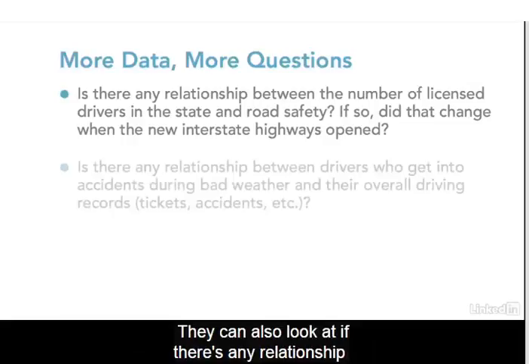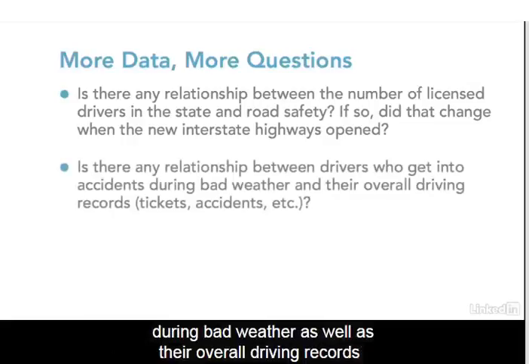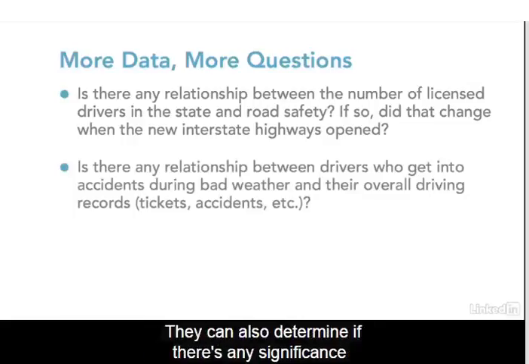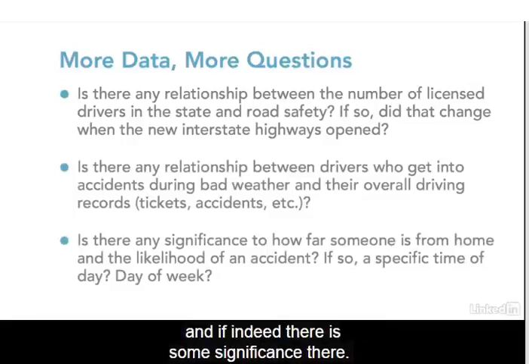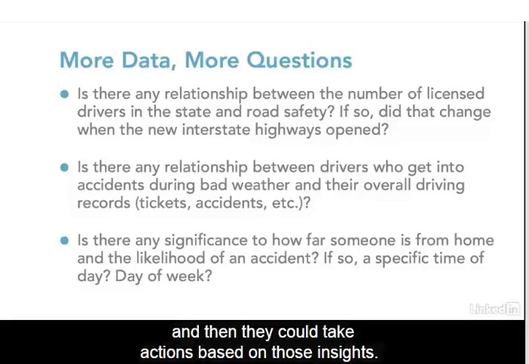They can also look at if there's any relationship between drivers who get into accidents during bad weather as well as their overall driving records, regardless of weather, things like tickets and non-weather related accidents. They can also determine if there's any significance between how far away from home someone might be and the likelihood of an accident, and if indeed there is some significance there, if there is a specific time of day or day of the week that happens to stand out, and then they could take actions based on those insights.